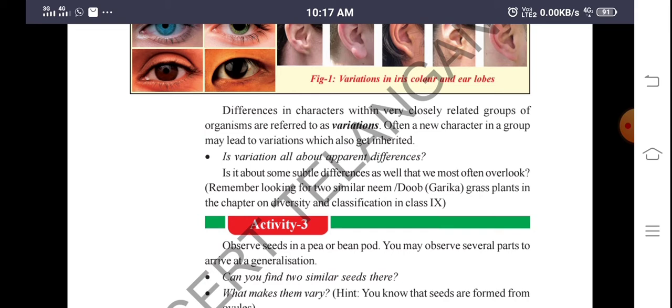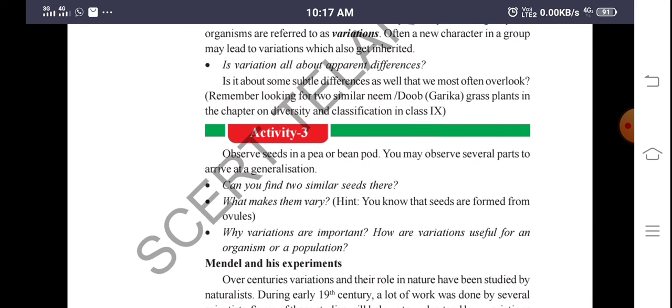If you take the same species, neem tree A and neem tree B, when you collect the leaves, there will be variations. There will be changes we can see. And observe seeds in a pea pod. Can you find two similar seeds there? Among the seeds also there will be differences that make them vary. You know that seeds are formed from ovules.